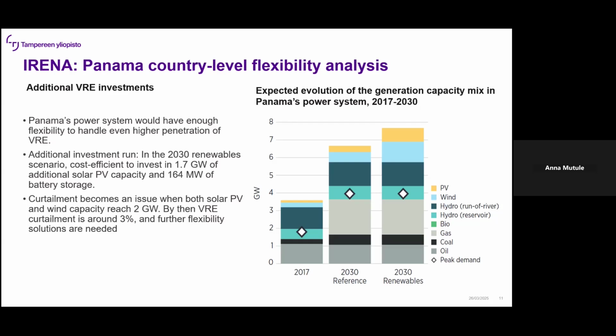58 to 69 percent. The results also indicated that curtailment becomes a challenge, of course, and when both wind and solar capacity exceed 2 gigawatts, at that point, further flexibility measures beyond the current setup would be required to fully utilize the renewable potential without significant energy losses.